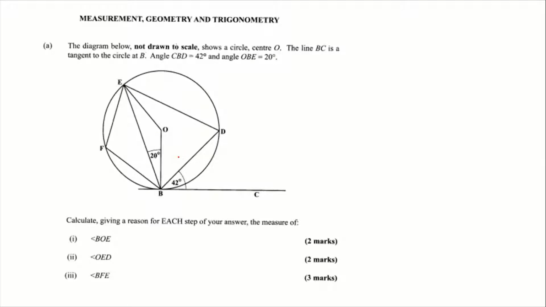In this video, what we're going to focus on is the CSEC paper 2, and the section of it that we are focusing on is the unit of measurement, geometry and trigonometry. And what we're going to do in this video is to solve a series of different questions that come from various past papers over the years.